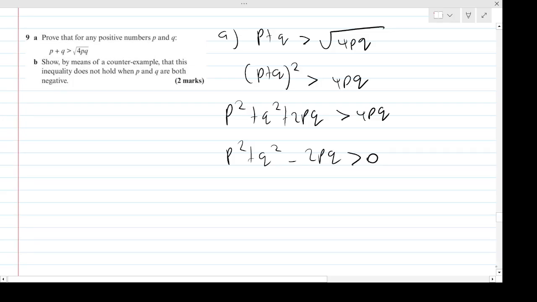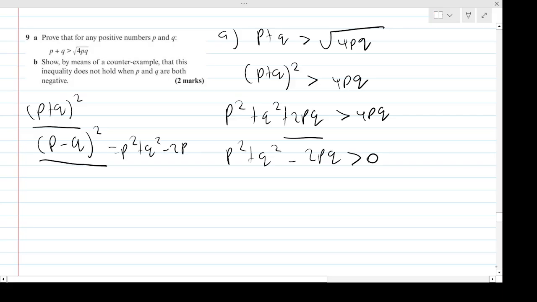And again, I'm going to consider the brackets p add q squared or p minus q squared. Now, p add q squared is p squared plus q squared add 2pq. But p minus q squared is p squared plus q squared take away 2pq. Well, that's what we've got, right? We can then substitute that in to therefore get p minus q all squared is greater than 0. And we know that's true because it's a square number, right? A square number has to be at least 0.